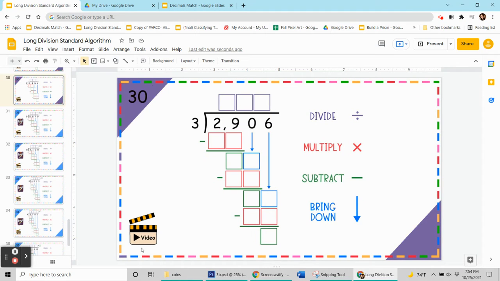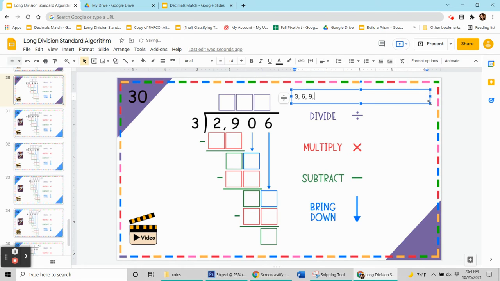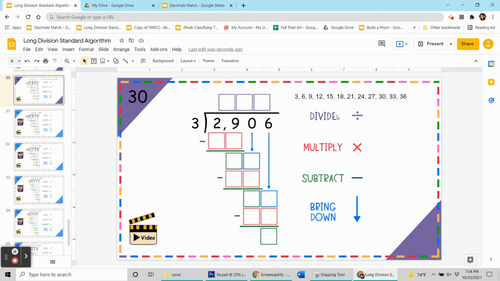Hi everyone, we're doing 2,906 divided by 3. Since 3 is the number we're dividing into, I like to put my multiples out ahead of time because we're going to be seeing how many times can 3 fit into this, how many times can 3 fit into that, and really that means you're skip counting your 3's and just seeing how many times you can skip count a number to fit into another number. And that's because multiplication and division work together.